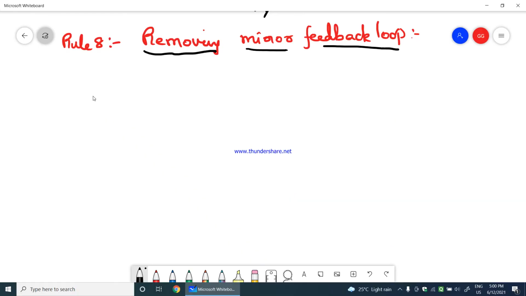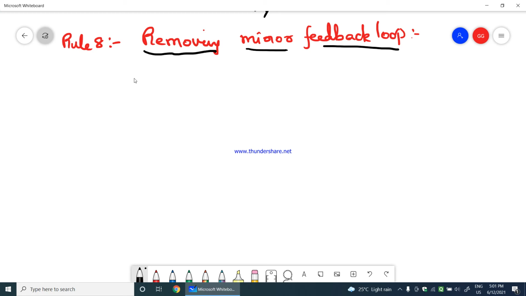Now rule 8 is very, very important. Rule 8 is the one we normally apply at the end of block diagram reduction in most of the problems. You get one single block at the end, after applying so many reduction techniques, where you see one single feedback path available in the diagram. Now how does it look here?